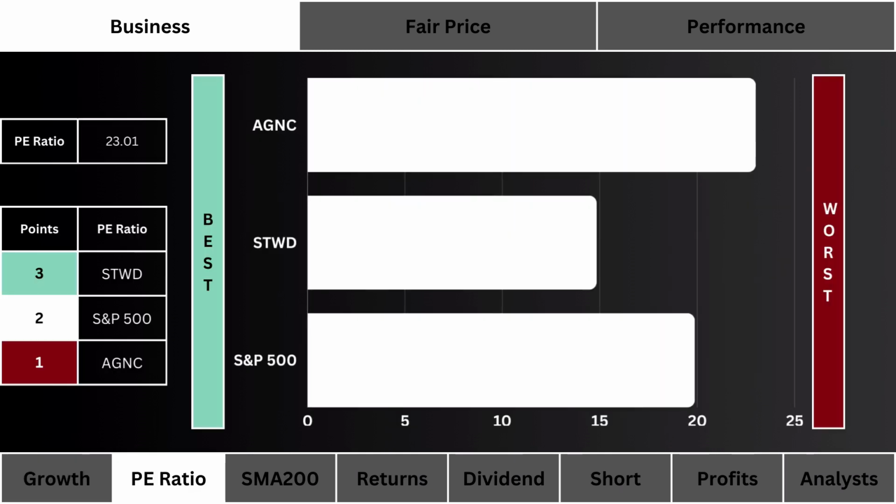Let's look at P/E ratio. Which stock has the least amount of speculation with a lower P/E ratio? More points are awarded to the lower P/E ratio stock.